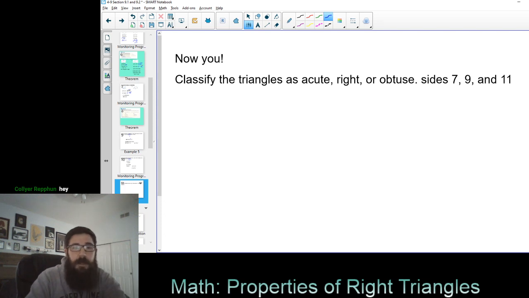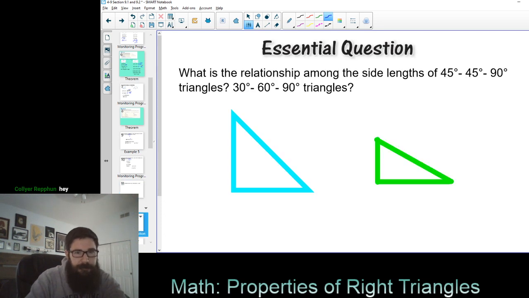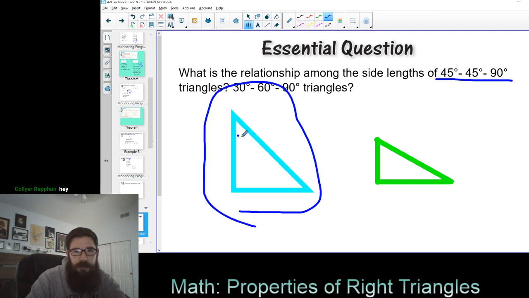We're going to move on to 9.2 now, where it's talking about two types of triangles here. These 45, 45, 90s, which kind of look like this left bluish one. We're going to have two angles that are going to be congruent, those 45s, and we have the 90, that nice right triangle.